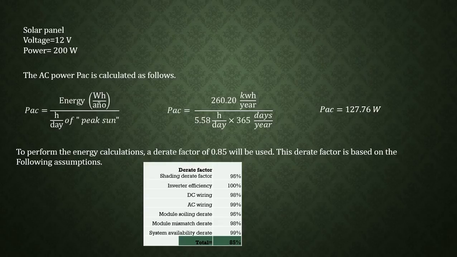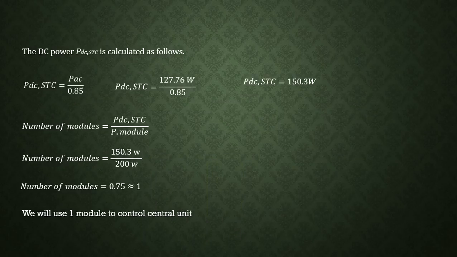This derate factor is based on the following assumptions. Here we have a little table that shows all the totals about the derate factor, 85%. The DC power PDC STC is calculated as follows. The PDC STC is equal to 115.3 watts.